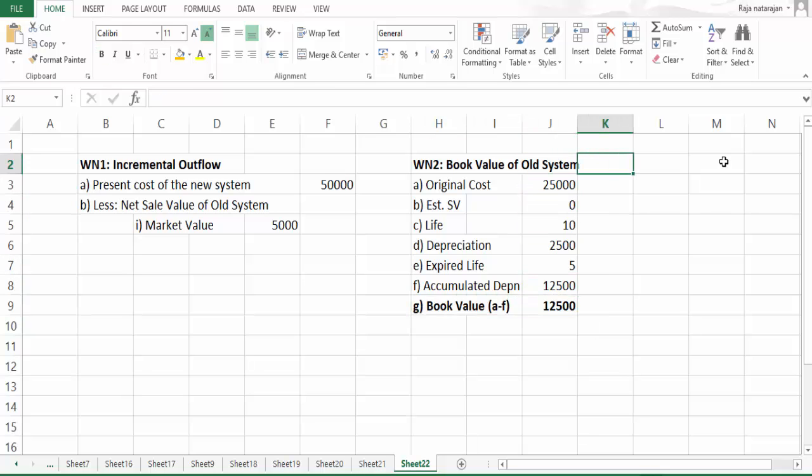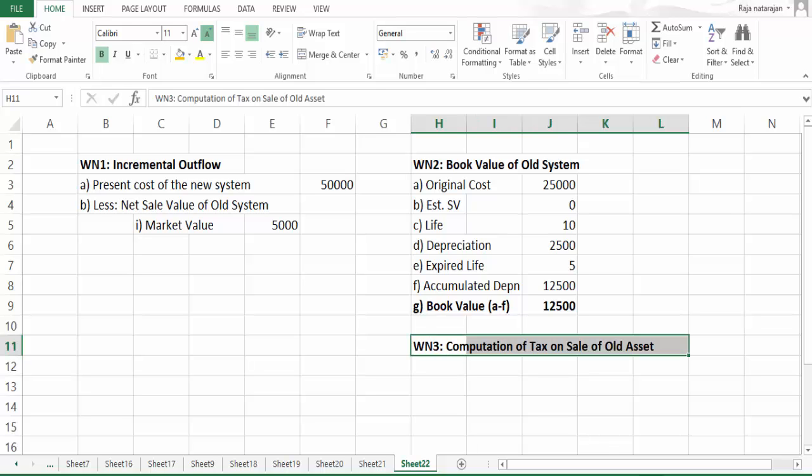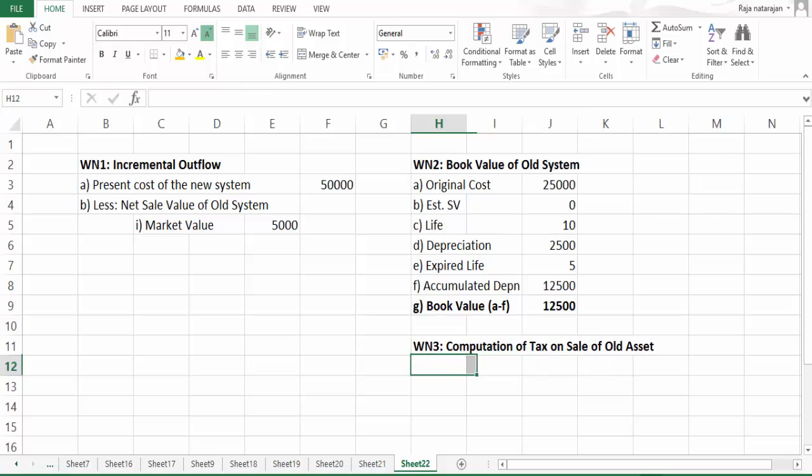Now once we find the book value, let us also find whether this can be sold at a profit or loss, because that will decide whether you are going to have profit on sale or you are going to have tax savings or tax expenses on sale, because it can be sold at profit or loss, right? So we'll have working note 3, that is computation of tax on sale of old asset.